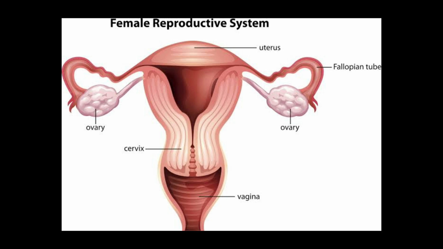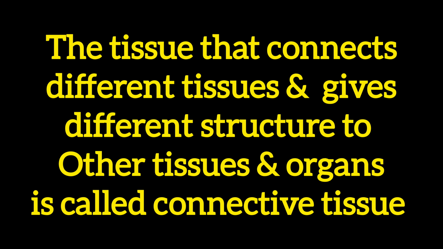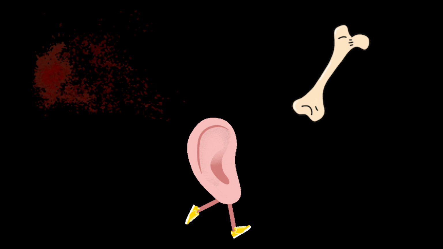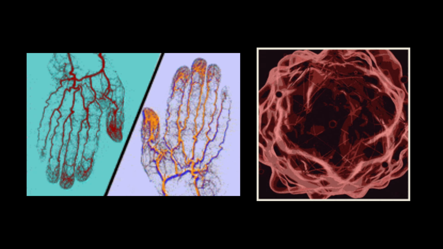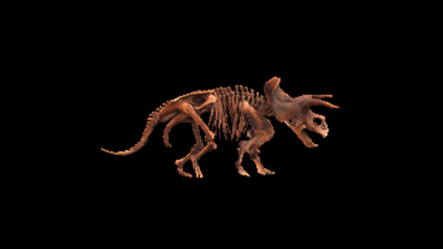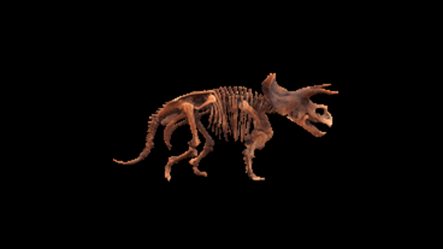Now let us study about connective tissue. The tissue that connects different tissues and gives structure to other tissues and organs is called connective tissue. Blood, bones, cartilage are examples of connective tissue. Blood is a fluid connective tissue that connects all the parts of the body. Bone is another type of connective tissue which gives shape and support to the body.